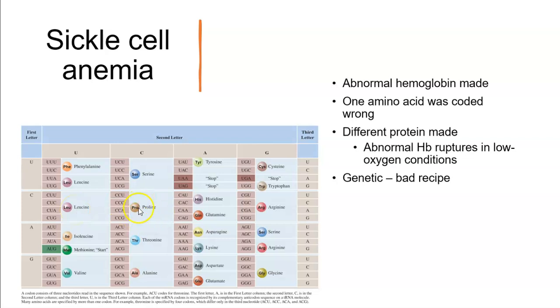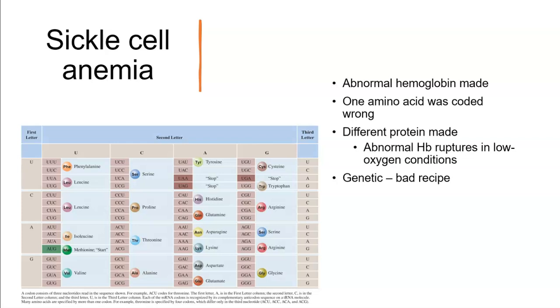Well, that changed our sequence of amino acids, and that can cause the protein not to fold properly. Well, if a protein doesn't fold properly, sometimes it can't do its job. And if it can't do its job and it's hemoglobin, then of course that results in a hypoxic or low oxygen condition. And it all started because the recipe was bad. So it's a genetic disease.